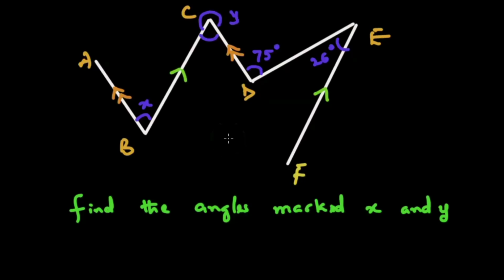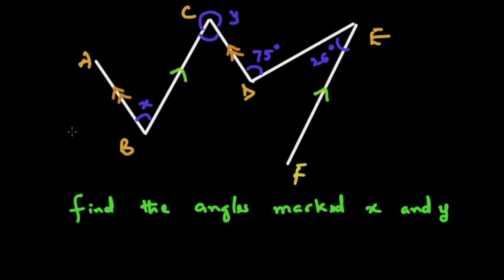Hello and welcome. In this video we're going to solve this geometry problem, and the question is to find the angles marked X and Y. So how do we solve this problem? The important thing to note from this question is that we have parallel lines. As you can see indicated, we have line AB parallel to line CD. We also have line CB parallel to line EF.